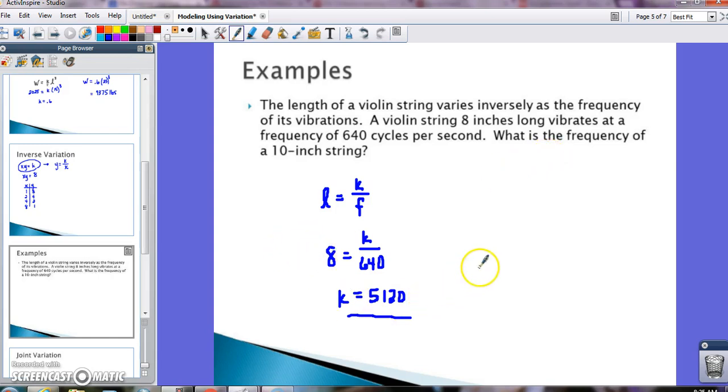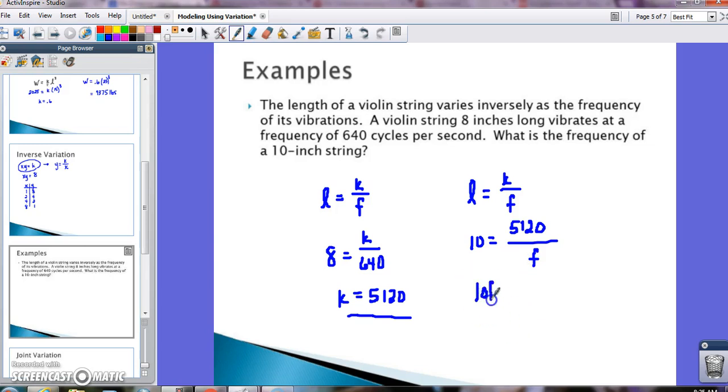So if the string is getting longer, what do you think is going to happen to your frequency, right? You should know this, but let's do it out. So L is equal to k over f, right? Our new L is 10. Our k value is 5120, and we're trying to find f.